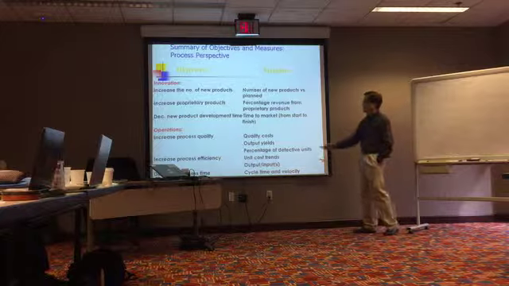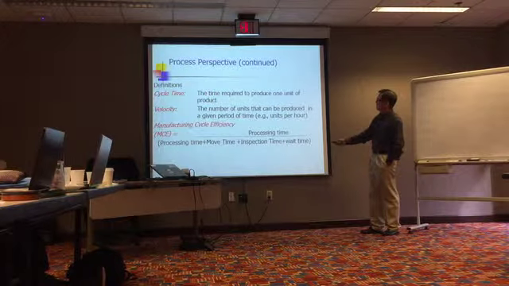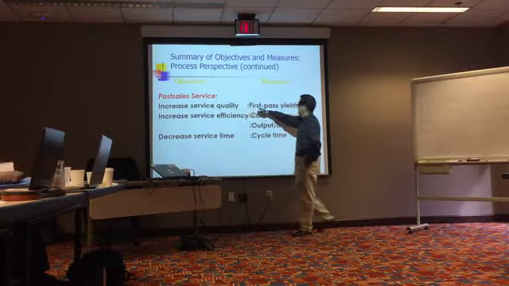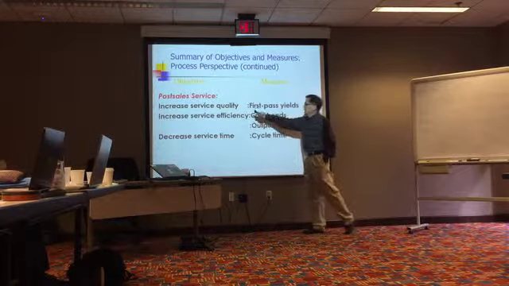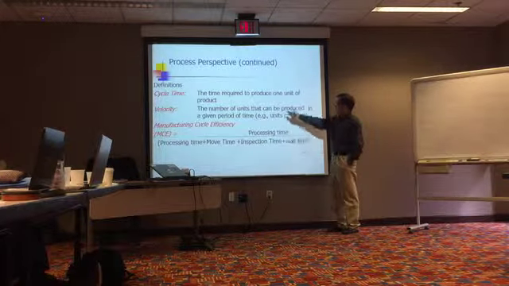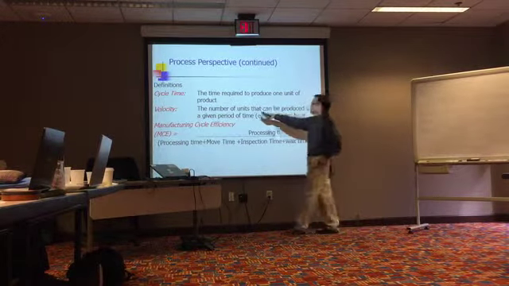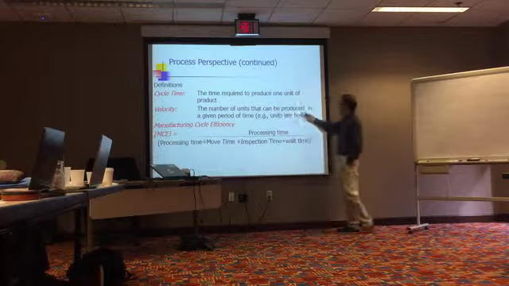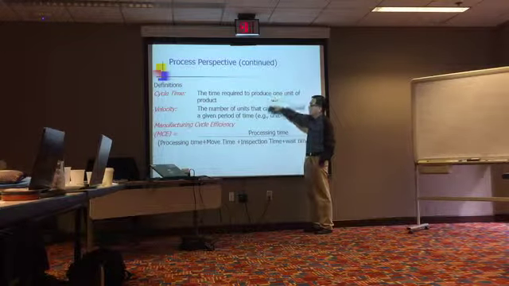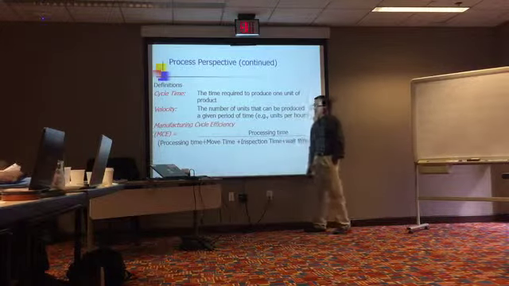We talk about cycle time and velocity right here. Here output, here post sales, increase service quality, first test, and increased service efficiency, cost trend, output input. Now cycle time is the time we take to produce one unit of the product. Velocity is the number of units that can be produced in a given period of time. In other words, each one represents efficiency, but both of them are important to find out how efficient this operation is.